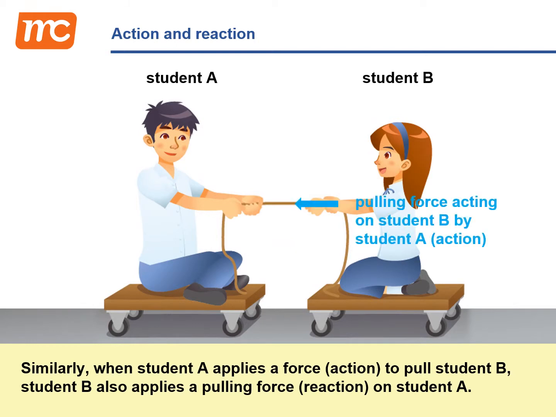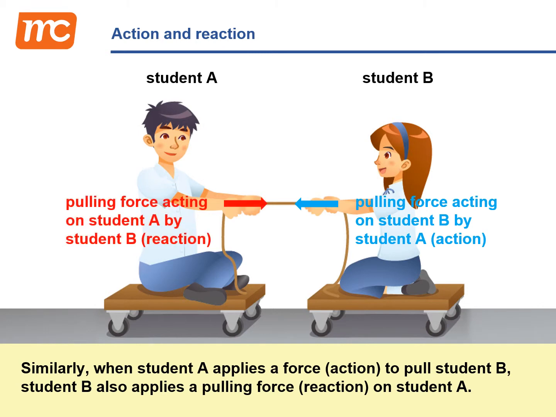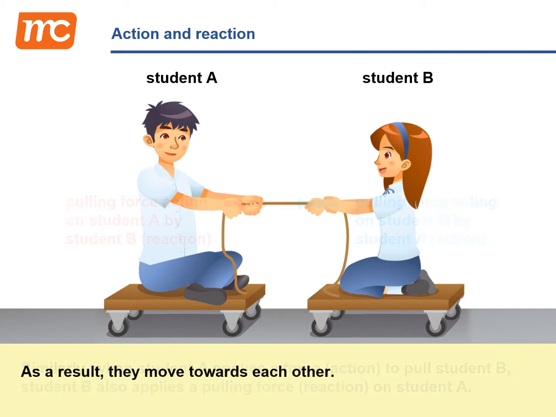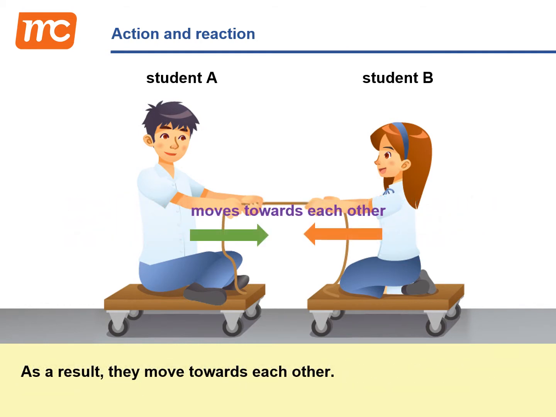Similarly, when student A applies a force, action, to pull, student B also applies a pulling force, reaction, on student A. As a result, they move towards each other.